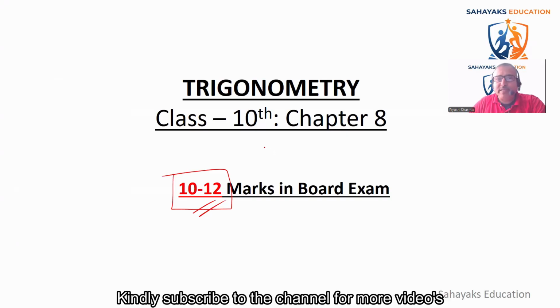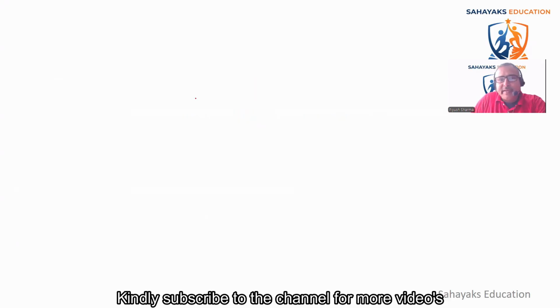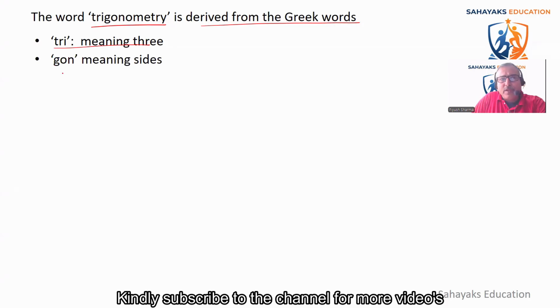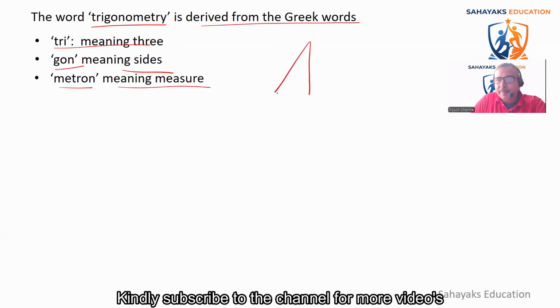Now trigonometry होता क्या है? तो trigonometry का मीनिंग देखते हैं. The word trigonometry is derived from a Greek word where tri means three. Tri means three, and multiple words start with tri. So tri means three, gon means sides, and metron means measure. That means a figure with three sides, and where we measure something.